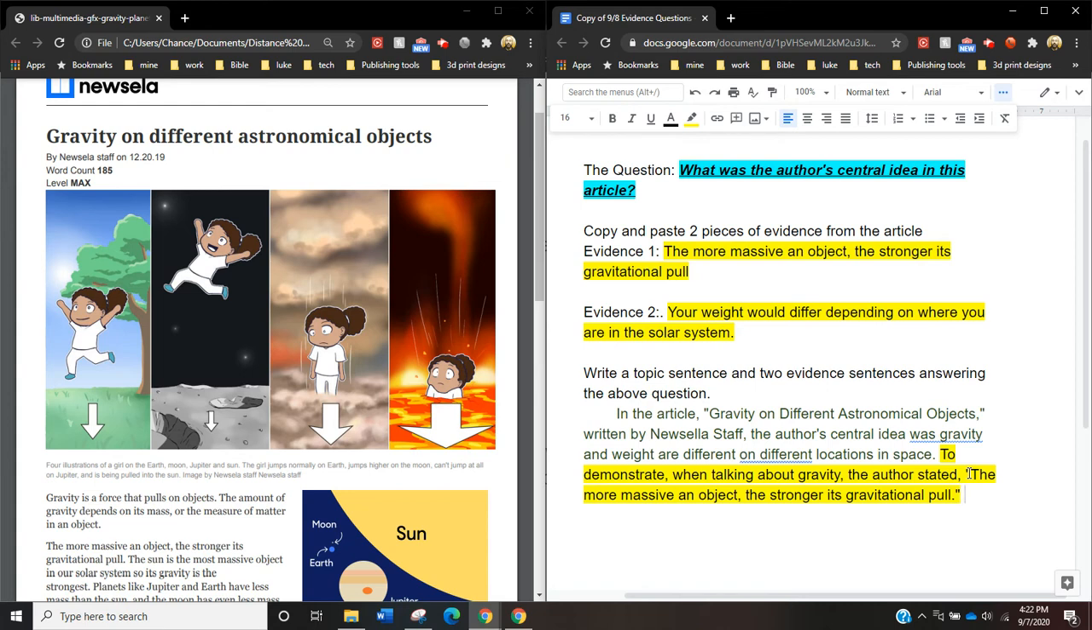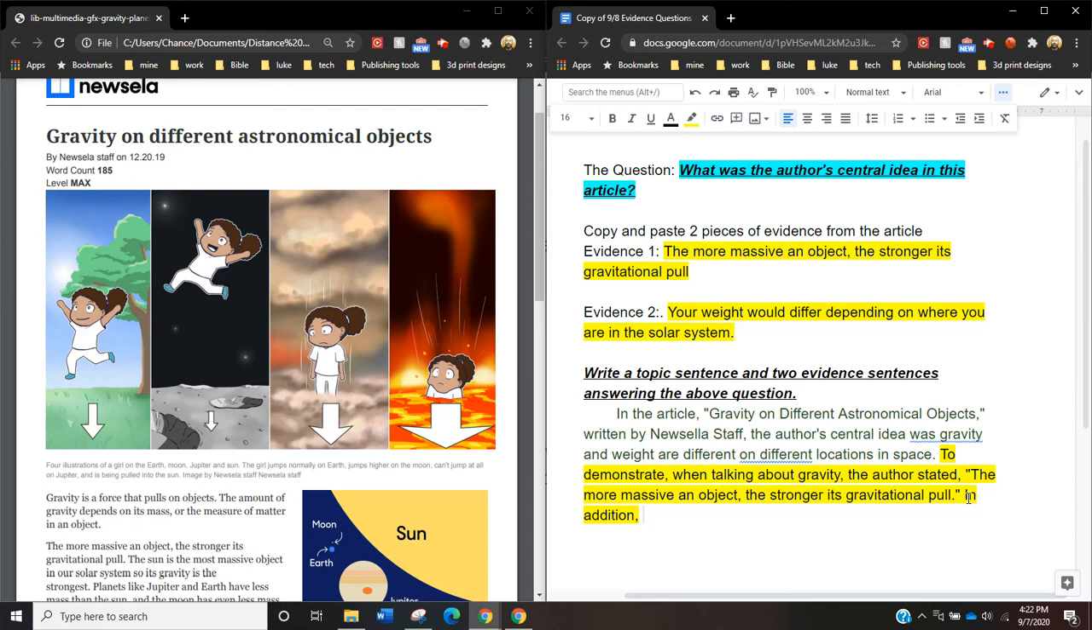Now, normally I'd write an analysis sentence, but when I read the instructions here, the instructions just say to write a topic sentence and two evidence sentences. So I'm going to skip my next analysis sentence and go straight to my next evidence sentence. All right, so I need another transition. In addition, all right, and I already used when talking about gravity. I remember Mr. Holzer gave me a few sentence frames.